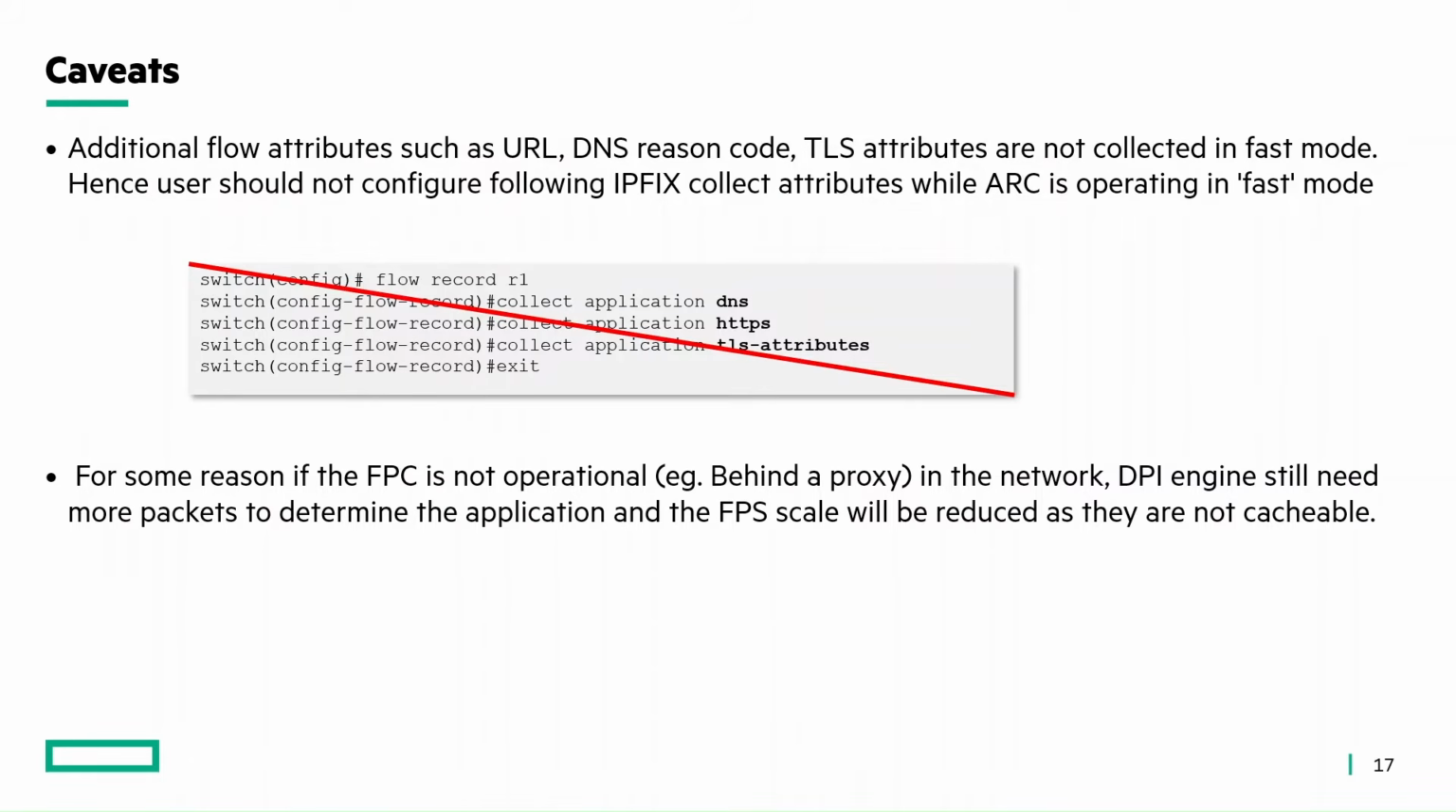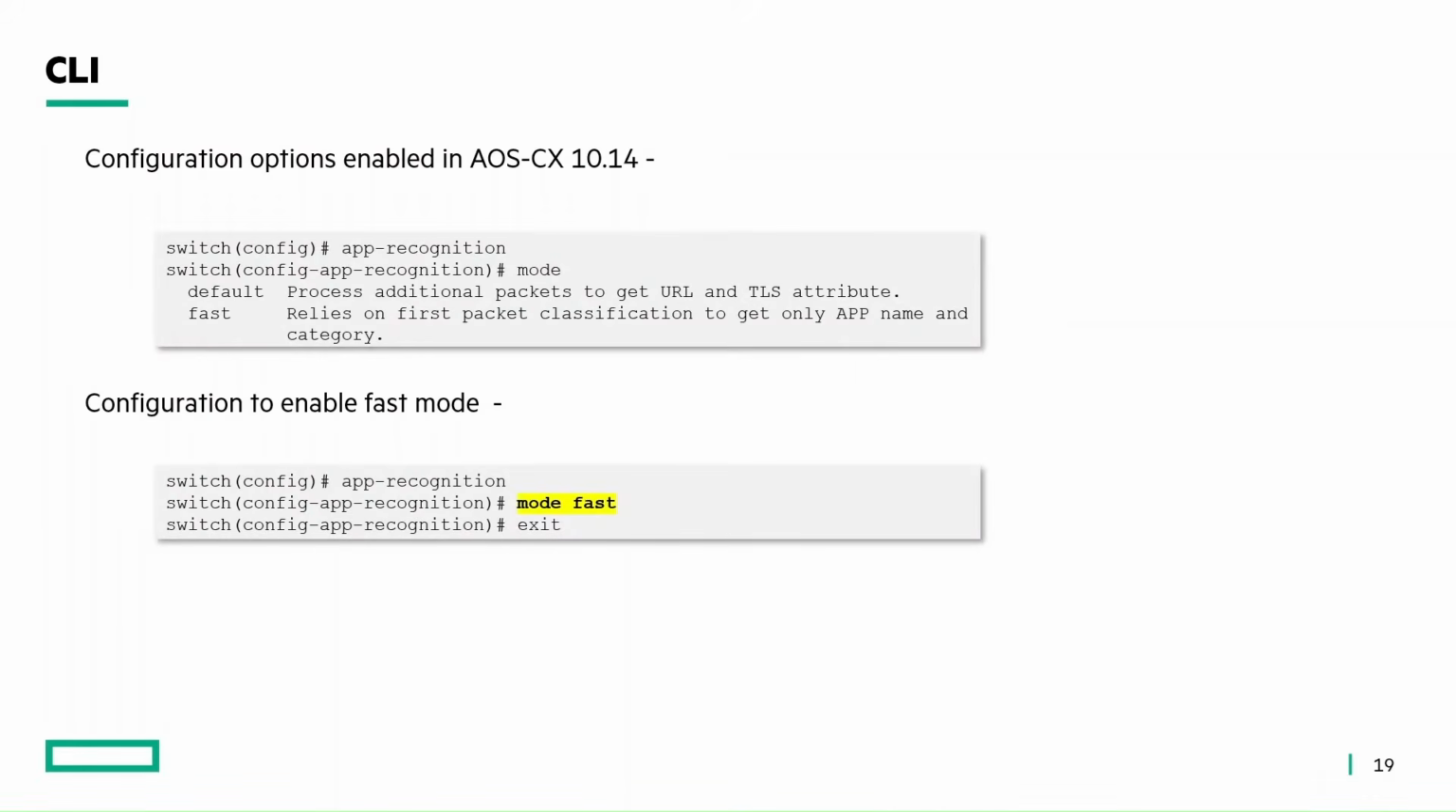So it is really important to understand these two caveats with respect to this feature. Configuration. Here is the configuration option enabled in 10.14 for this feature. Under the application recognition context, we have the new CLI sub option called mode, and it will have two options. One is the default mode and the other one is the fast mode. And here is a snippet to help us configure the fast mode. Inside the application recognition context, you can change the mode to fast.